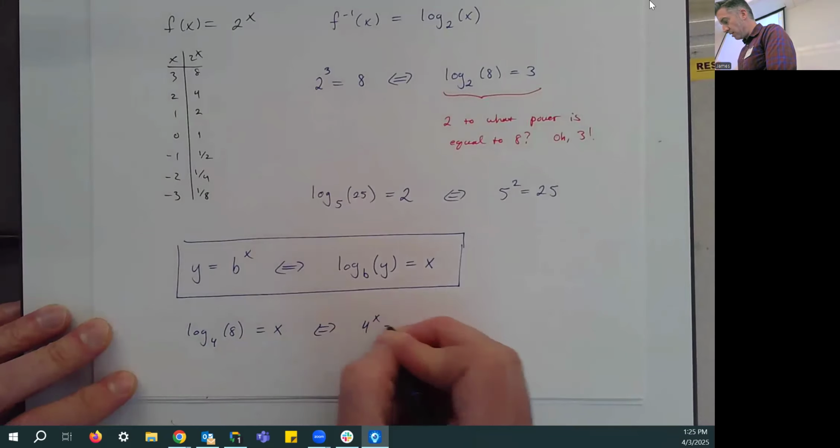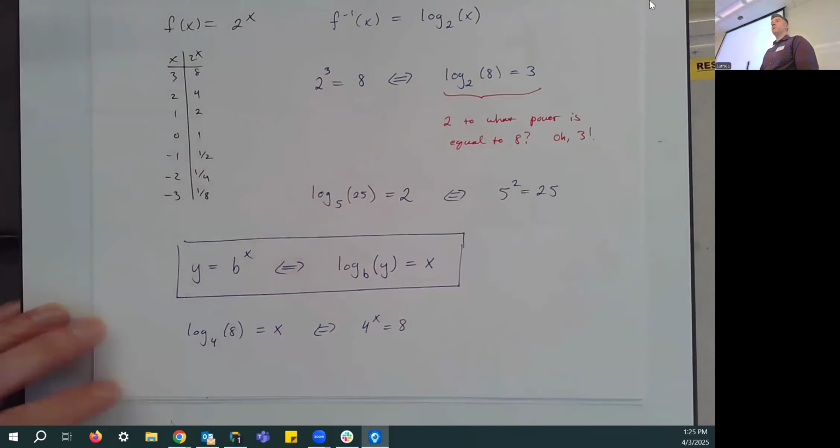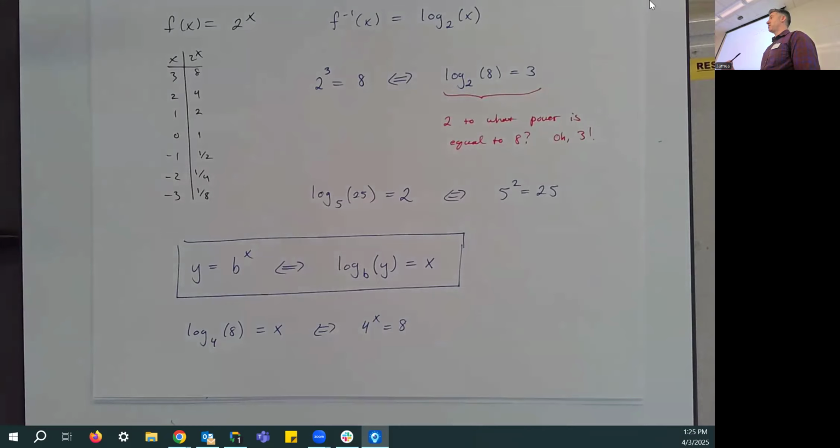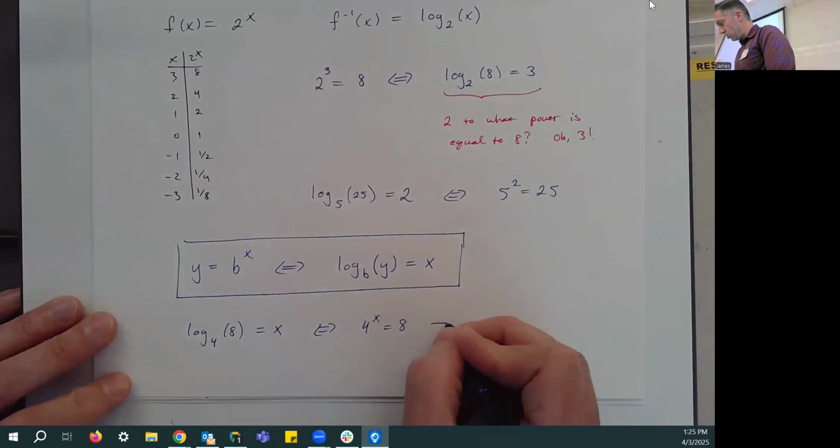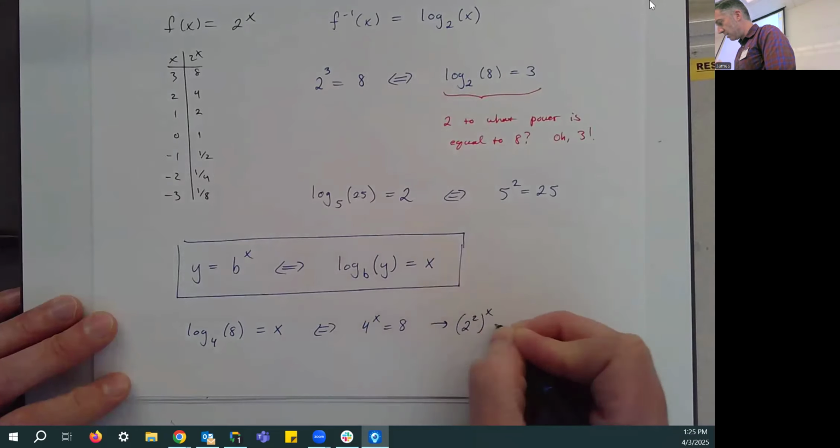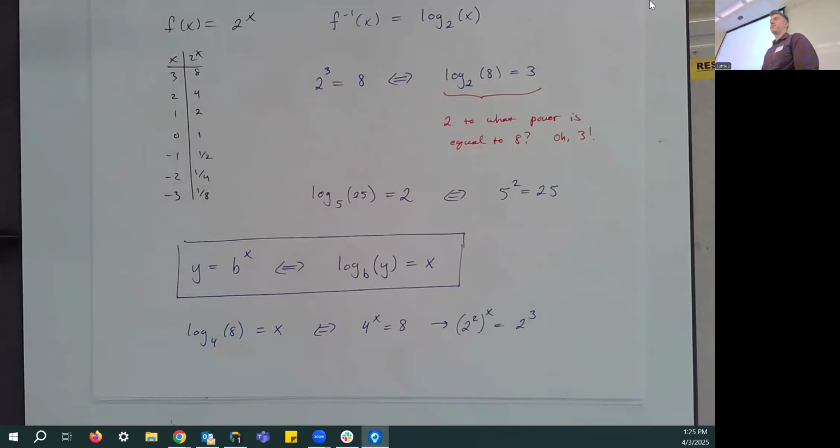is equal to 8. And then if it's an option, not always an option, but if it's an option, we can rewrite both sides as powers of a common base. 4 is a power of 2. 8 is a power of 2. So we can rewrite this equation as 2 squared to the x is equal to 2 to the third. 2 squared is 4, 2 to the third is 8.